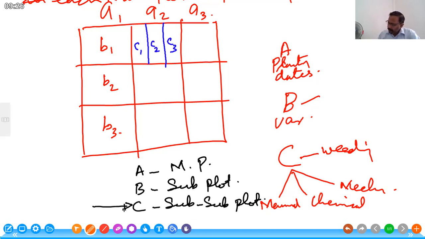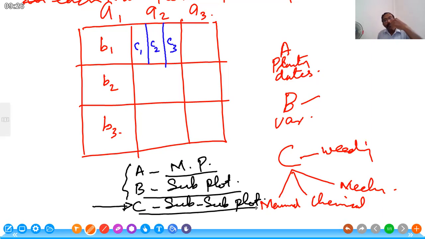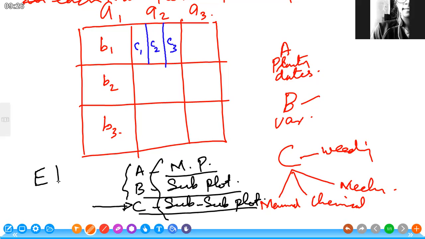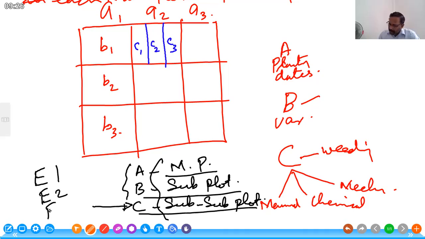So here, this is one way. A is main plot, B is a subplot, C is a subplot, the smallest plot. How many types of plots are here? 3 types of plots. So how many types of experimental error will there be? 3 types: E1, E2, E3, because we have 3 plot sizes. Remember that. So this is one step further, the third one, split plot.